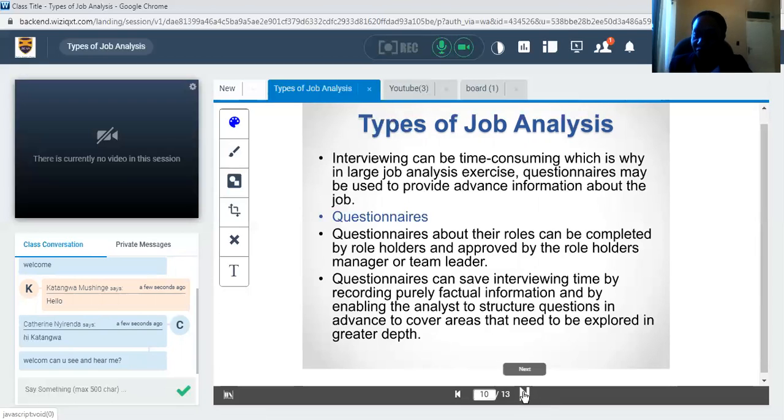Like I explained, questionnaires provide advanced information so that certain information can be avoided. For example, basic information about the job order can be avoided. Instead of asking it there and then, it can be provided in advance, like the personal information, the basic information about the institution and the actual job order, the one by which the analysis is being made.